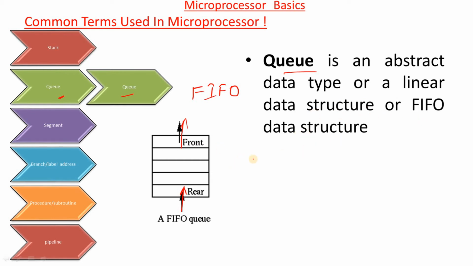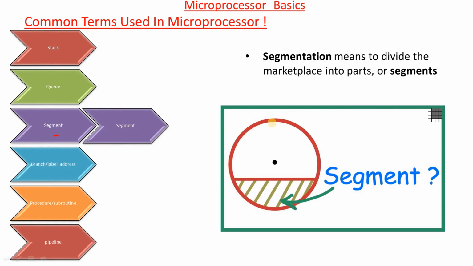This queue is used in the 8086 microprocessor architecture, because here a 6 byte queue is inserted inside the 8086 block diagram.